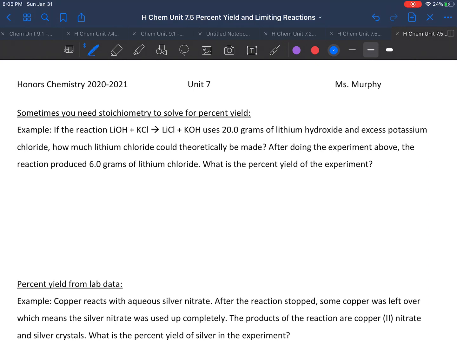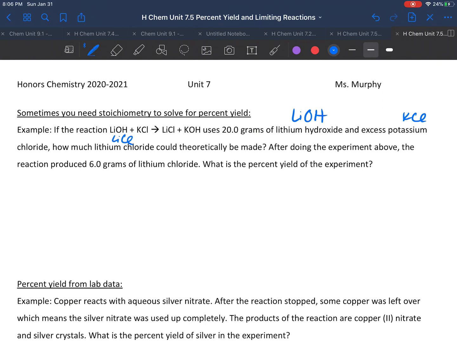If we have the reaction, lithium hydroxide with potassium chloride goes to lithium chloride and potassium hydroxide. If we know that this equation uses 20 grams of lithium hydroxide and we have excess of potassium chloride, how much lithium chloride could theoretically be made? After doing the experiment, the reaction produced 6 grams of lithium chloride.